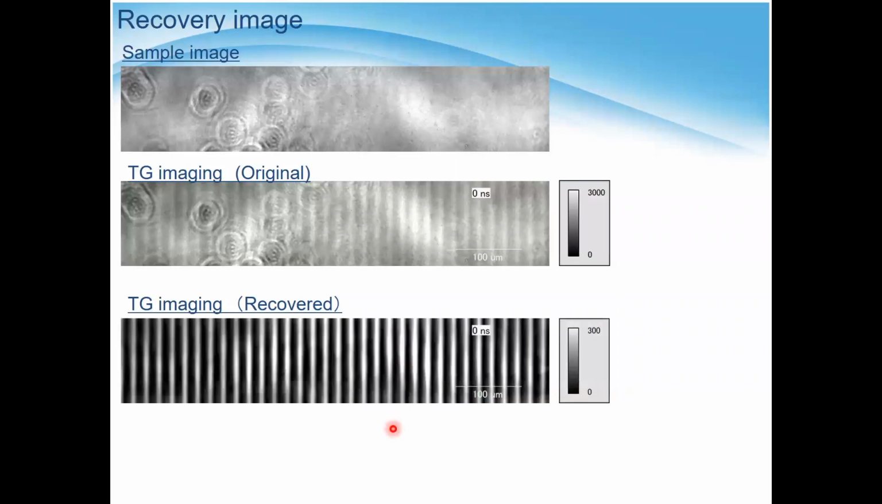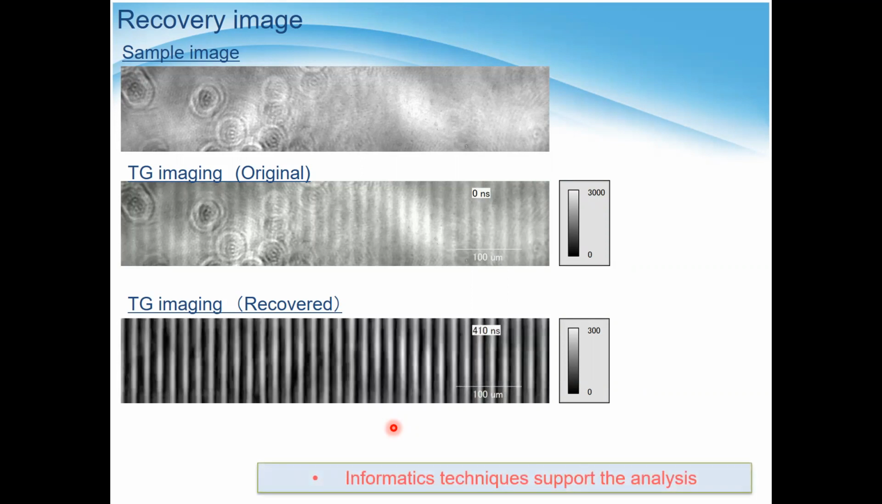By combining these image recovery techniques, the change from the original signal to the recovered signal is something like this level. You can now clearly see the stripe pattern with a very high contrast ratio. So these kinds of informatics techniques support the analysis.